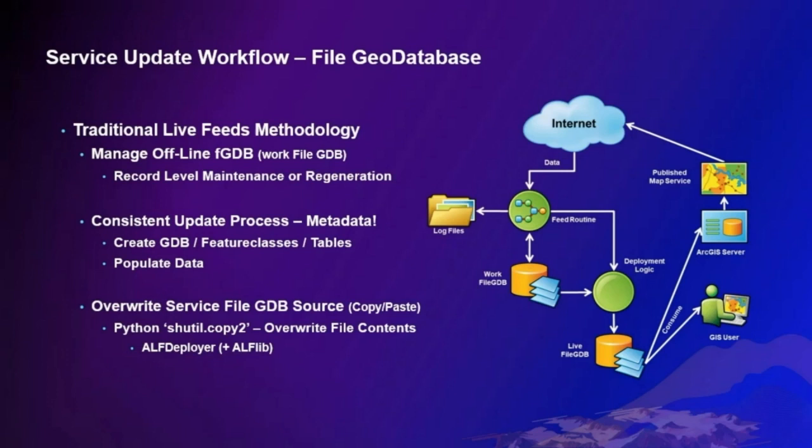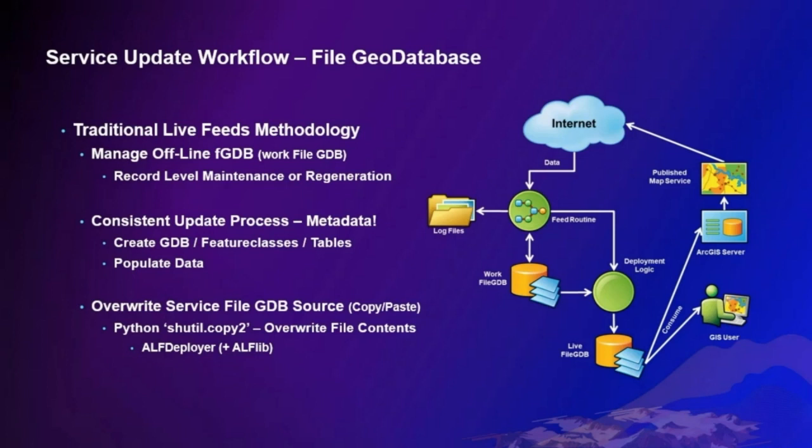It's the metadata of the file GeoDatabase that's important here. So you're creating a file GeoDatabase, you're creating your feature classes, you're creating your tables, and you do things in the same process flow, the same order every time you do it. That way you're not manipulating or changing the structure of the file GeoDatabase from one update cycle to the next.